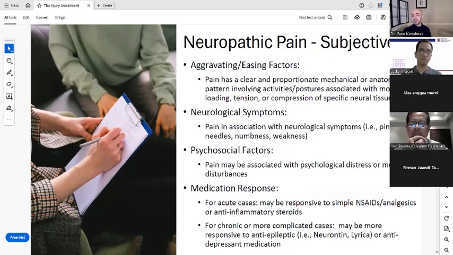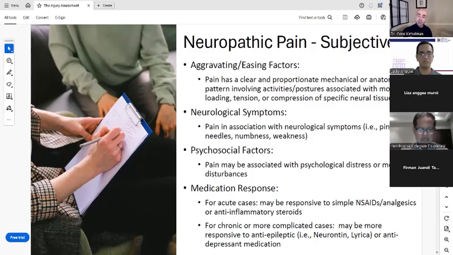So for aggravating and easing factors, pain again has a clear and proportionate mechanical or anatomical pattern involving activities or postures associated with movement, loading, tension, or compression of a specific neural tissue. So let's take an example, just like how we talked about facet syndrome in nociceptive pain. Let's say an individual has true lumbar spine stenosis, right? So they have stenosis and it's actually associated with their pain. They're going to have a very predictable pattern again.